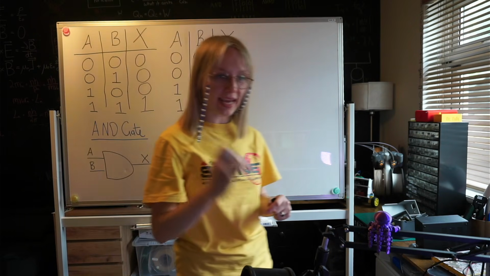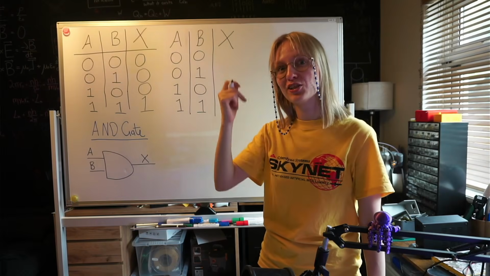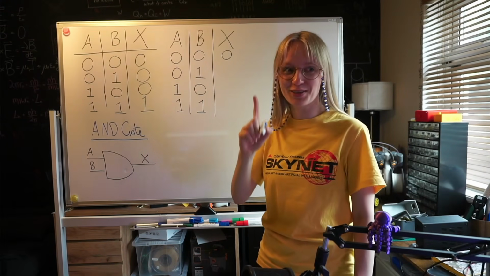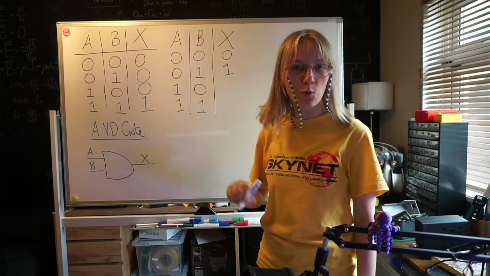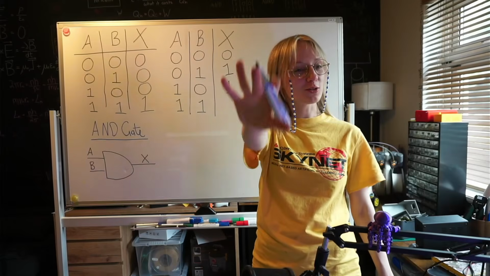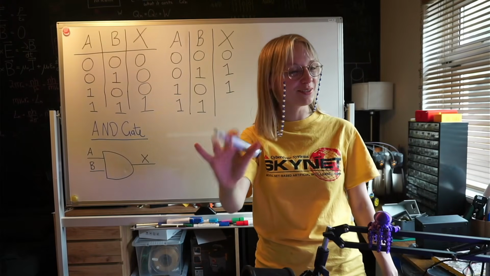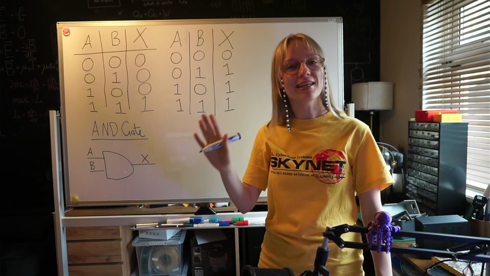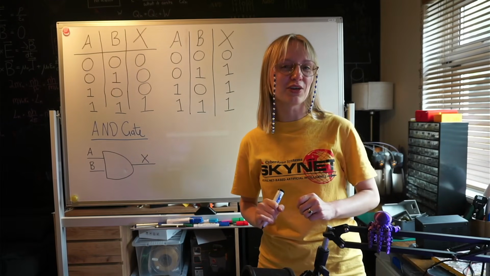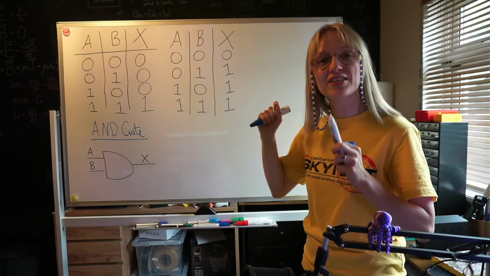For an OR gate, I like to think of it as addition. 0 plus 0 is going to be 0. 0 plus 1 is going to be 1. 1 plus 1 is going to be 1, and 1 plus 1, don't hold your breath, it's not 2, it's 1. In Boolean algebra logic, that's what it means. I will cover another video on Boolean algebra. This is the OR gate.